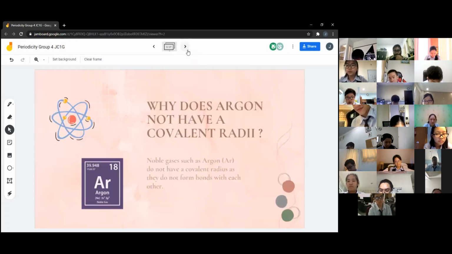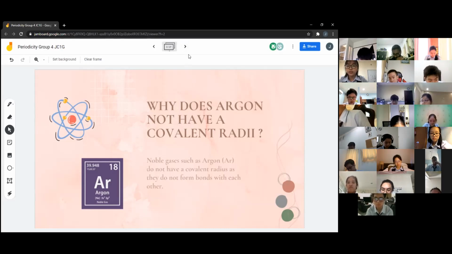Then let's move on to argon. So why does argon not have a covalent radius? Noble gases such as argon do not have a covalent radius as they do not form bonds with each other. Hence, they do not have a covalent radius. However, you can measure them using the van der Waals radii.